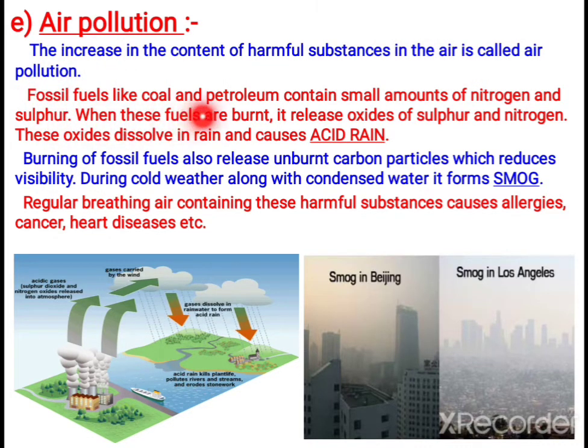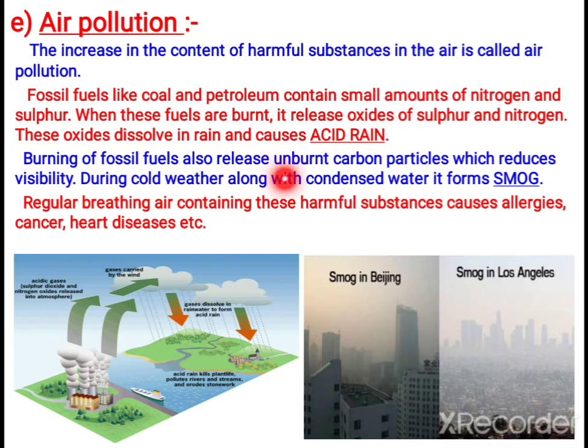For example, fossil fuels like coal and petroleum contain small amounts of nitrogen and sulfur. When these fuels are burnt, they release oxides of sulfur and nitrogen, and these oxides in turn increase air pollution. When the rain comes, they get dissolved and come down in the form of acid rain. The oxides are converted into sulfuric acid and nitric acid and come down as acid rain, and various monuments like the Taj Mahal are getting eroded by this acid rain.